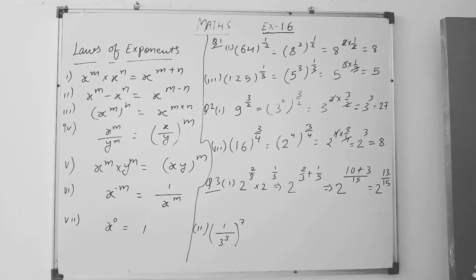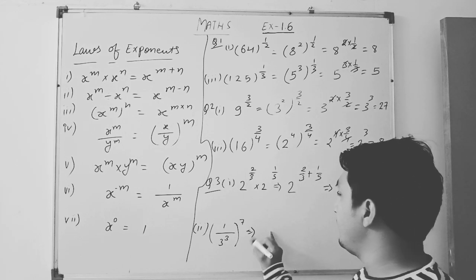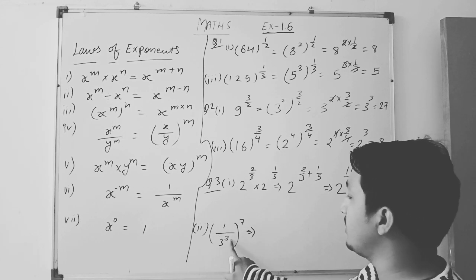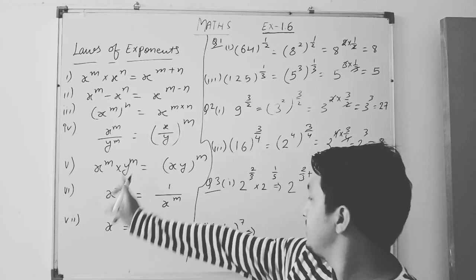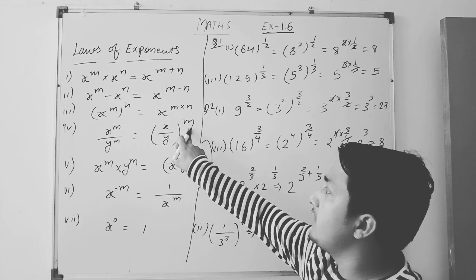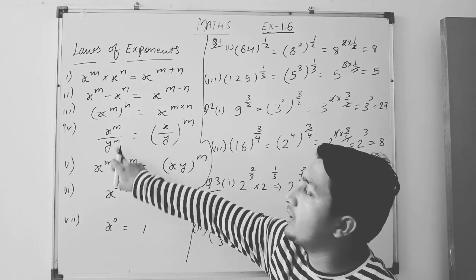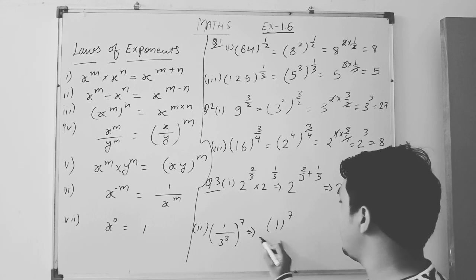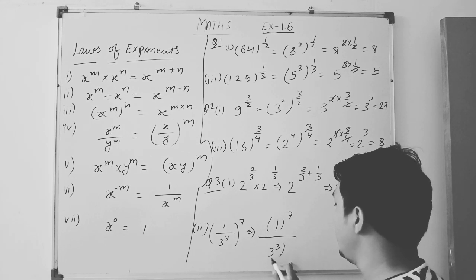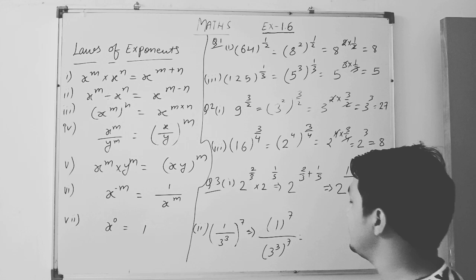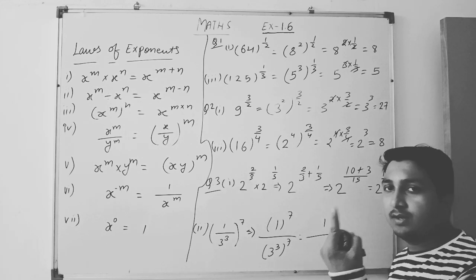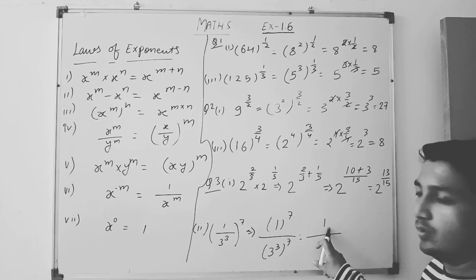Okay, in the next part, we can see that 1 upon 3 to the power 3, to the whole power 7. So we will use this law, x upon y to the power n can be written as x to the power m and y to the power n. So we can write 1 to the power 7 and 3 to the power 3 into the whole power 7. Now as we know, 1 to the power 7 means 1 only. When we multiply 1 seven times, it will come 1 only.